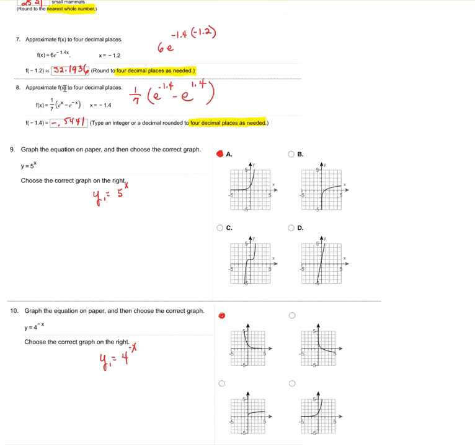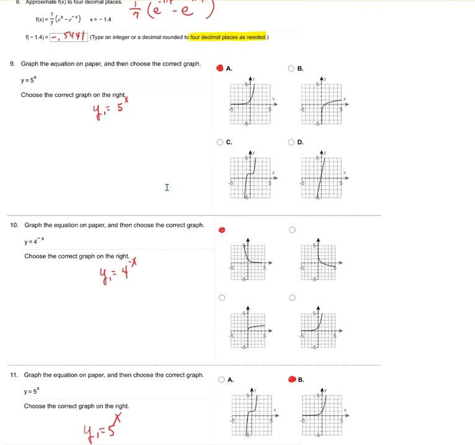All right, approximate this one. 1/7 e to the x minus e to the negative x, for x is negative 1.4. So you've got 1/7 parentheses e to the negative 1.4 minus e, and then it's negative x, which just makes that positive, so put in 1.4. When you do all that, you should get negative 0.5441.